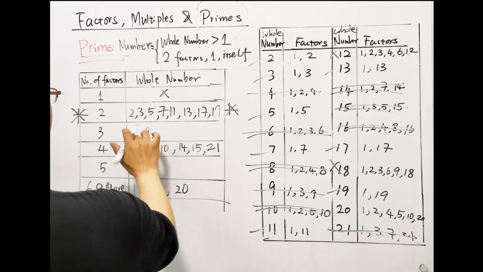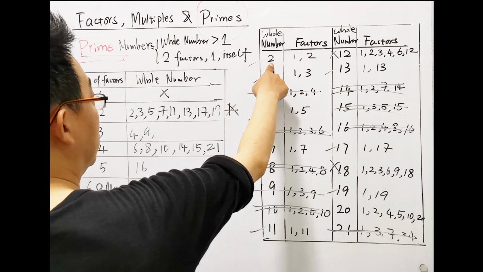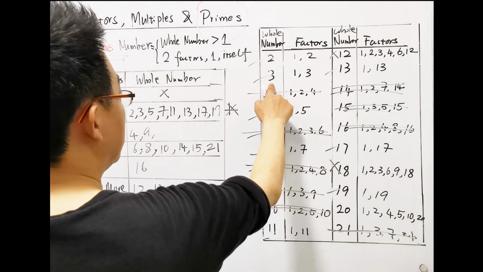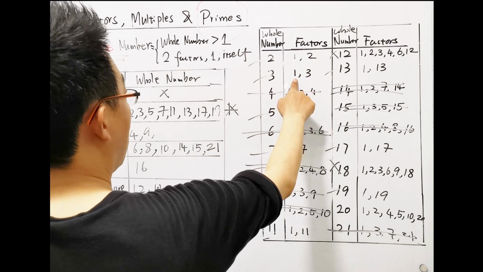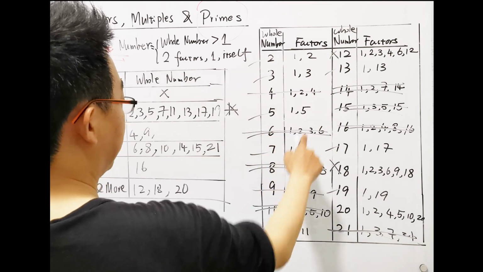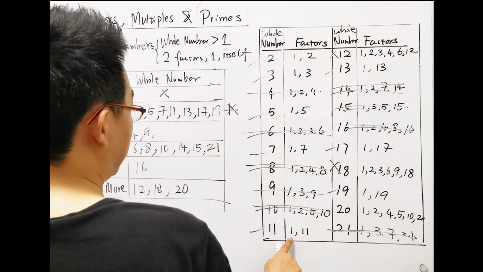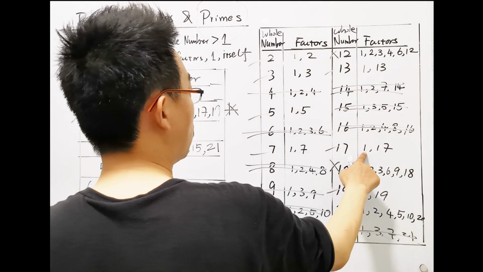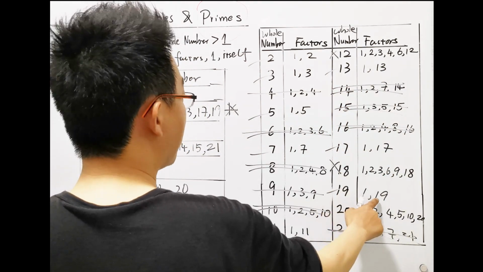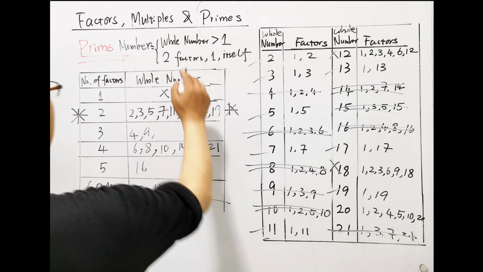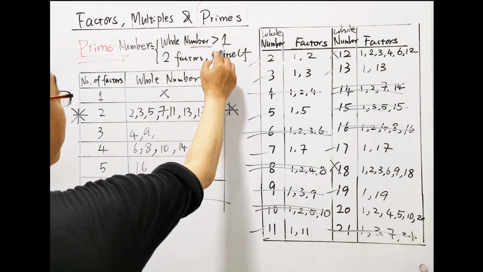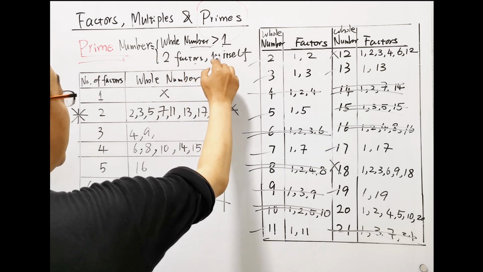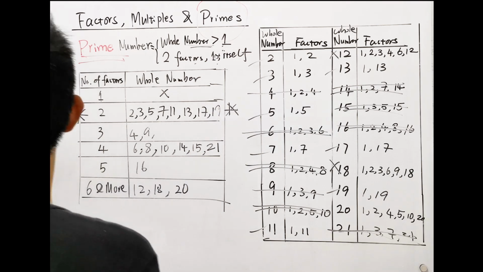Look at this one. 2, they have only 1 and itself. 3, 1 and 3. 5, 1 and 5. 7, 1 and 7. 11, 1 and 11. 13, 1 and 13. 17, 1 and 17. 19, 1 and 19. So they are whole numbers greater than 1, and they only have two factors, 1 and itself. This is a very important concept.